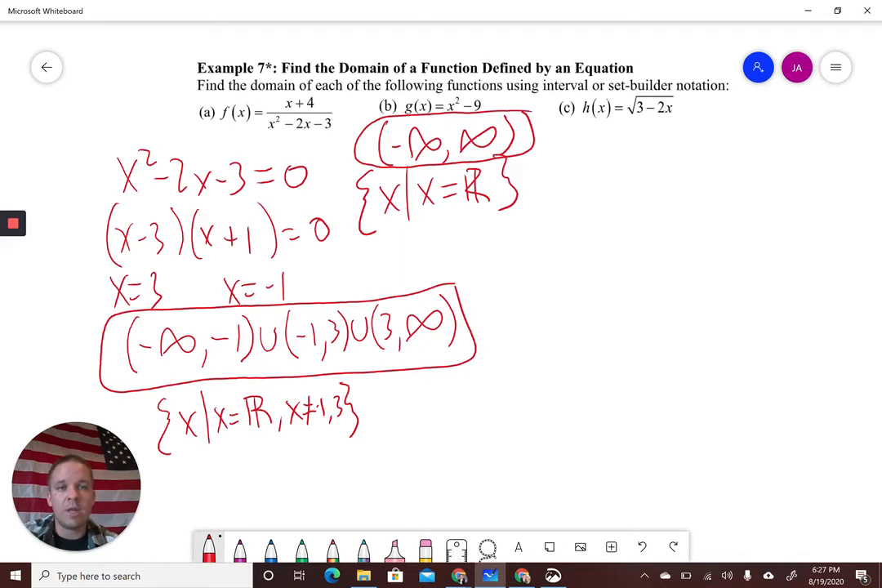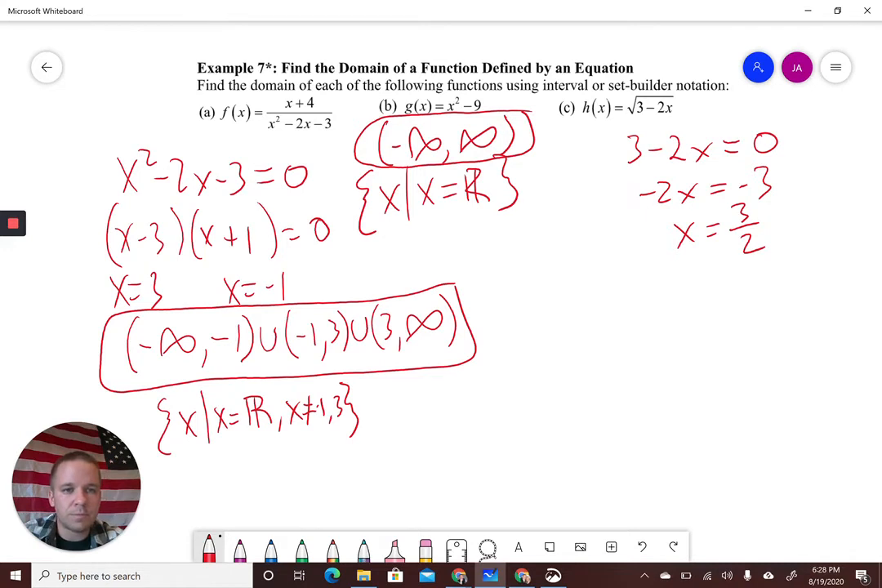So we can either find out when it equals 0 or set it greater than or equal to 0. It's up to you guys. So let's see here. I'm going to say 3 minus 2x equals 0, and I'm going to solve for x. So I'm going to subtract 3. I'm going to have -2x equals -3. So x is going to equal 3 over 2, okay, or 1.5.